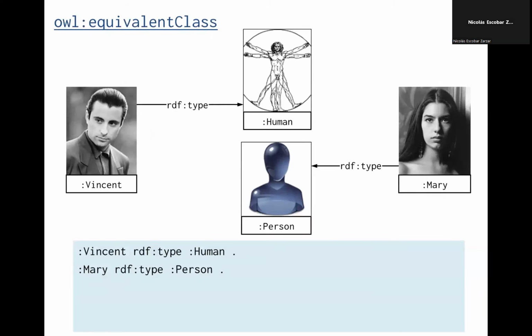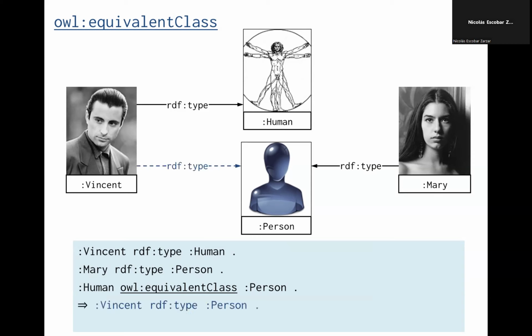So we have Vincent type human and Mary type person. What might we want to say between human and person? That they're equivalent classes. They contain the same extension. If something is an instance of one, it must be an instance of the other. So if we define human as equivalent class person, what could we say about Vincent? Vincent's a person. And what could we say about Mary? Mary's a human. So Vincent type person and Mary type human.